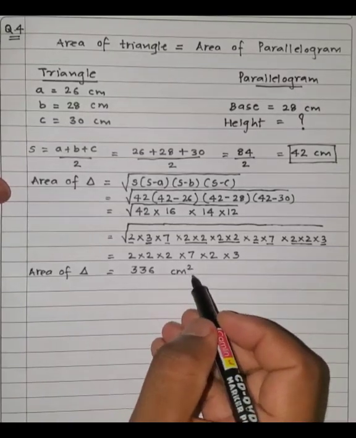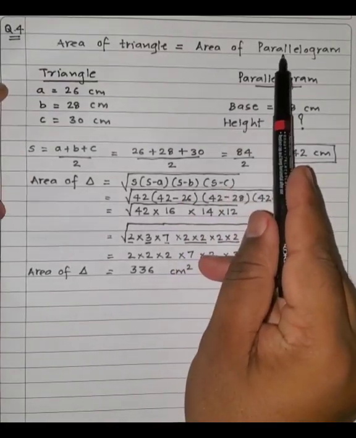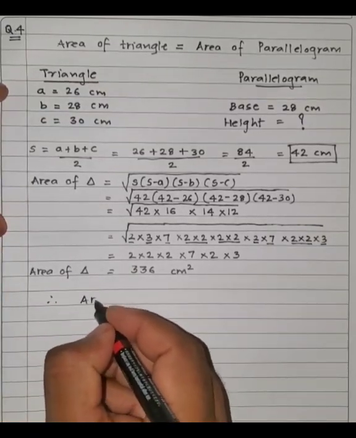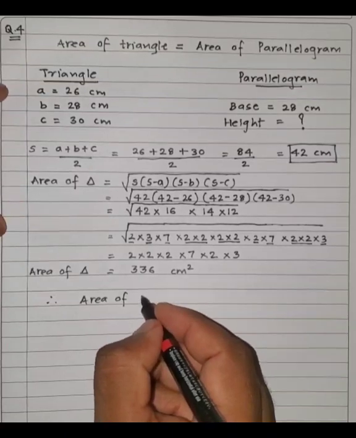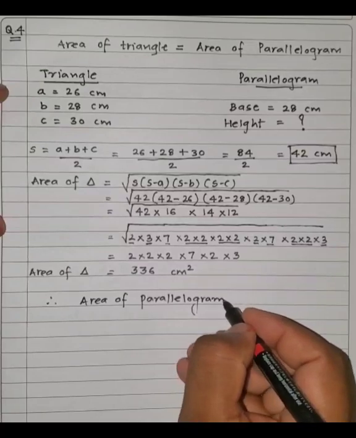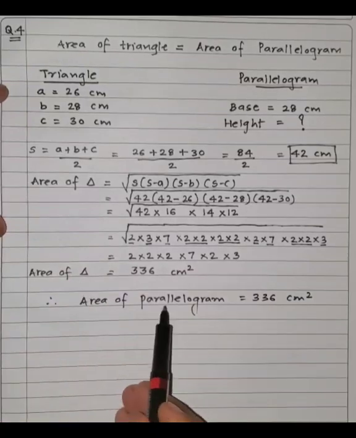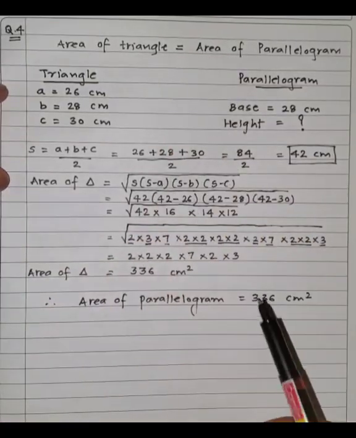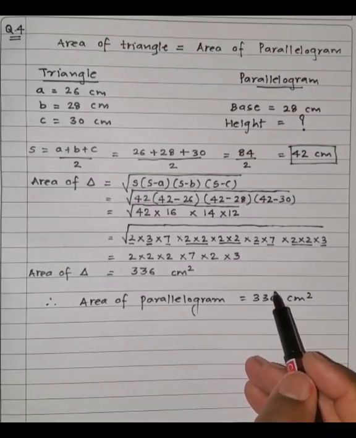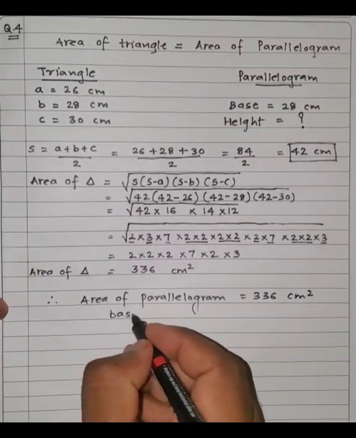Now, it has been given in the question that the area of the triangle is equal to the area of the parallelogram. Hence, I can say that the area of the parallelogram would also be 336 centimeter square, since the area of the triangle and the parallelogram are equal as given in the question. Now, we have learned probably in grade 8 that the area of a parallelogram can be found by the formula base into height.